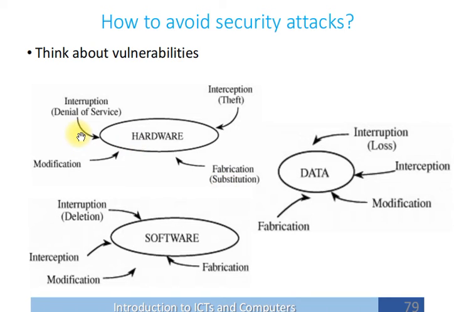So there may be denial of service, there may be theft, there may be substitution, and then there may be modification to our hardware. Data, we can lose our data. There can be interception, there can be modification to our data, there can be fabrication. We said fabrication is insertion. Okay? And then interruption, we can have our software deleted. There can be interception in the running of our software, there can be a change, and also fabrication.